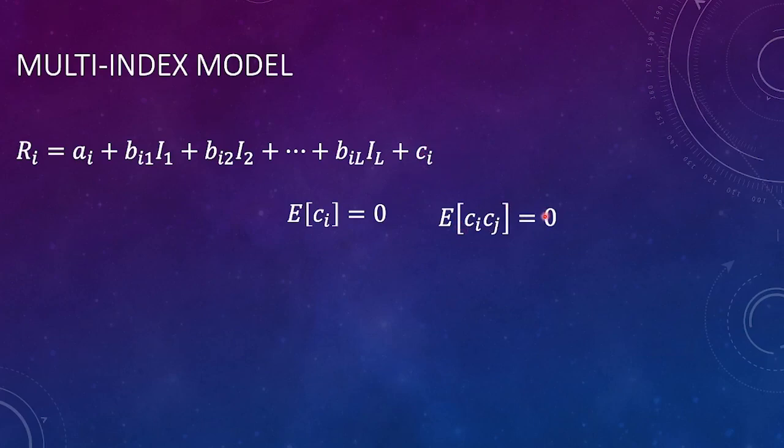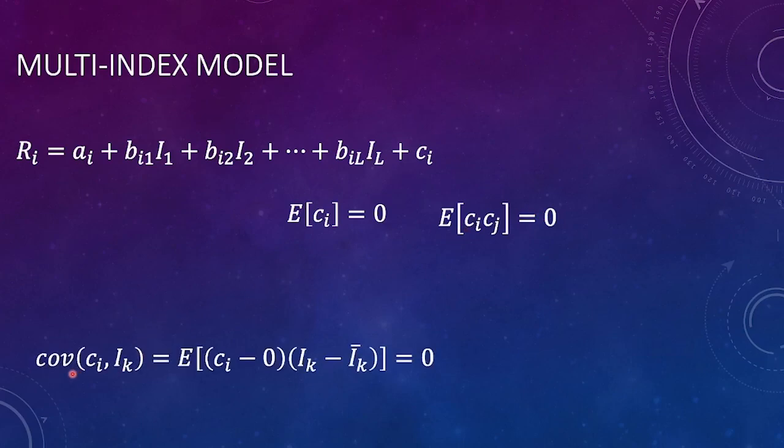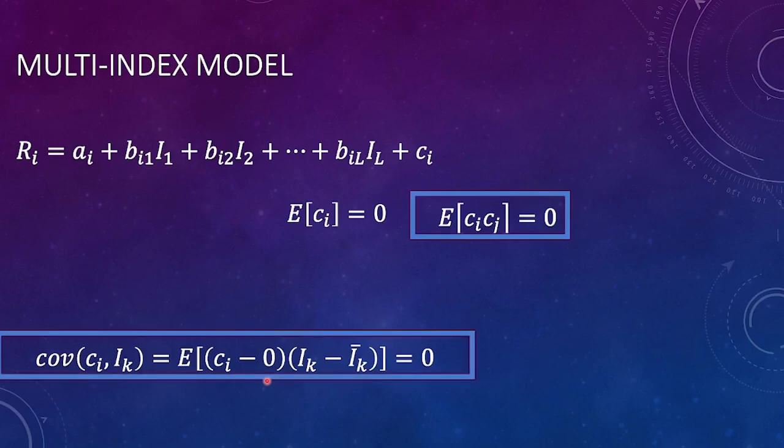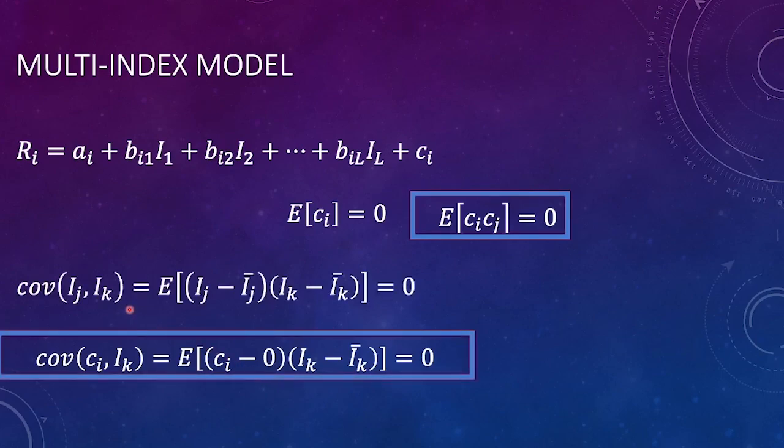That's our assumption. And we are going to assume a similar thing to what we assumed with e_i and the market index, which is that c_i is completely independent of all of these individual indices, right? So any I_k is completely uncorrelated with this c_i. Now what we haven't assumed is this thing. So this was an assumption, but this is not an assumption, that two indices, right?